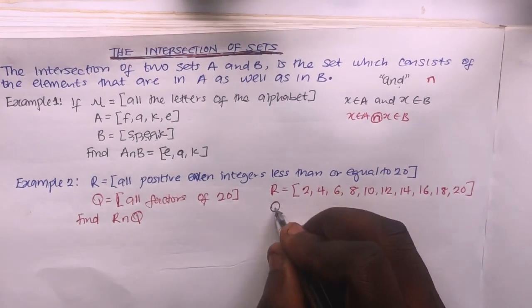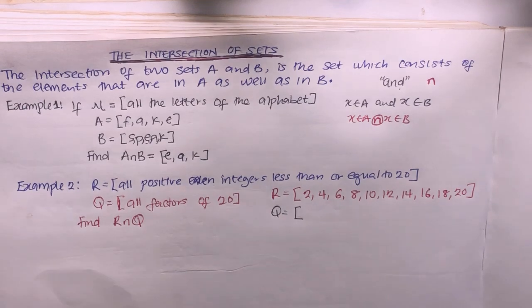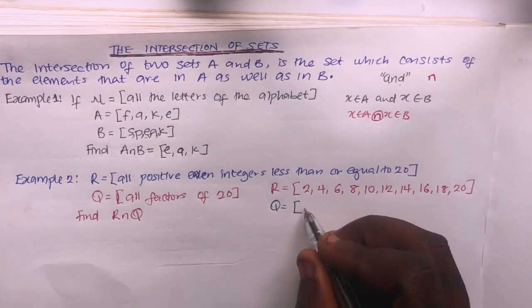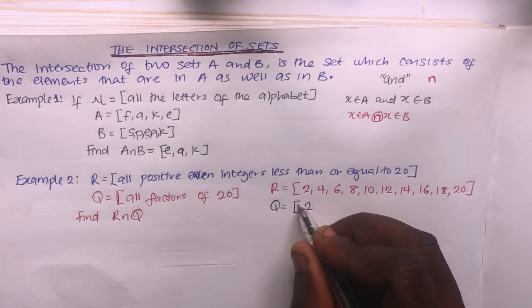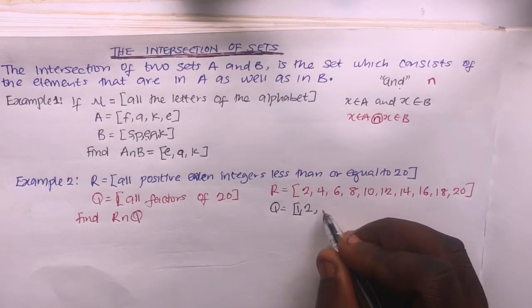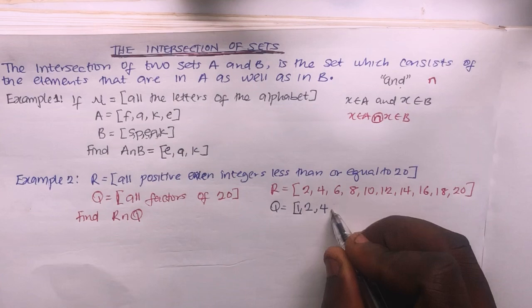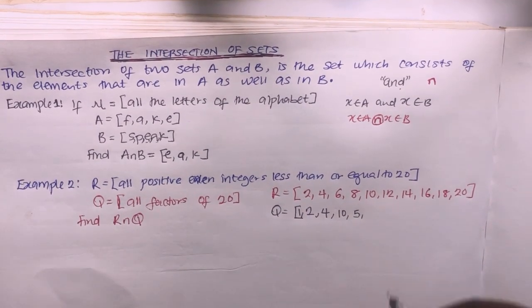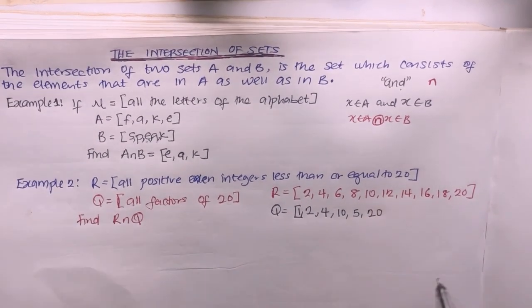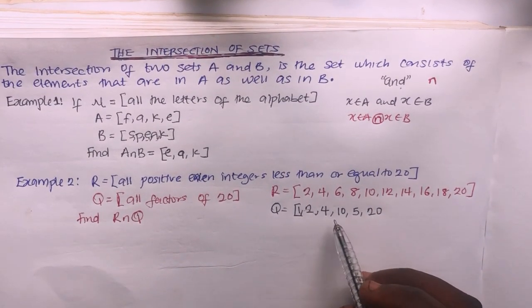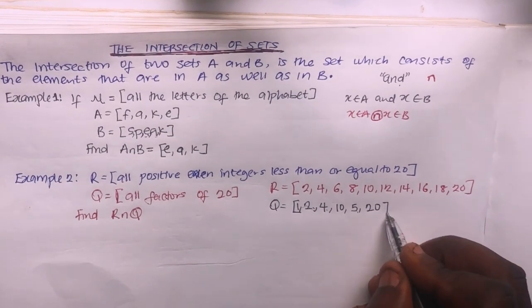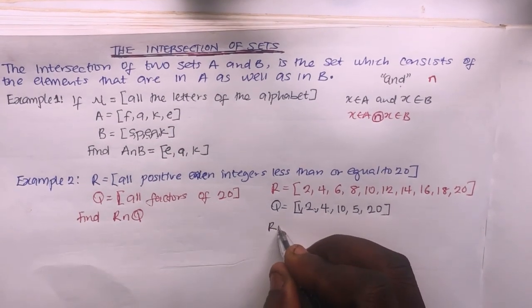Set Q will be the factors of 20. Factors of 20 are numbers that go into 20, that you can multiply with another number to give you 20. We have 1 times 20 is 20, 2 times 10 is 20, 4 times 5 is 20. So we have 1, 2, 4, 5, 10, and 20. Can you see that?